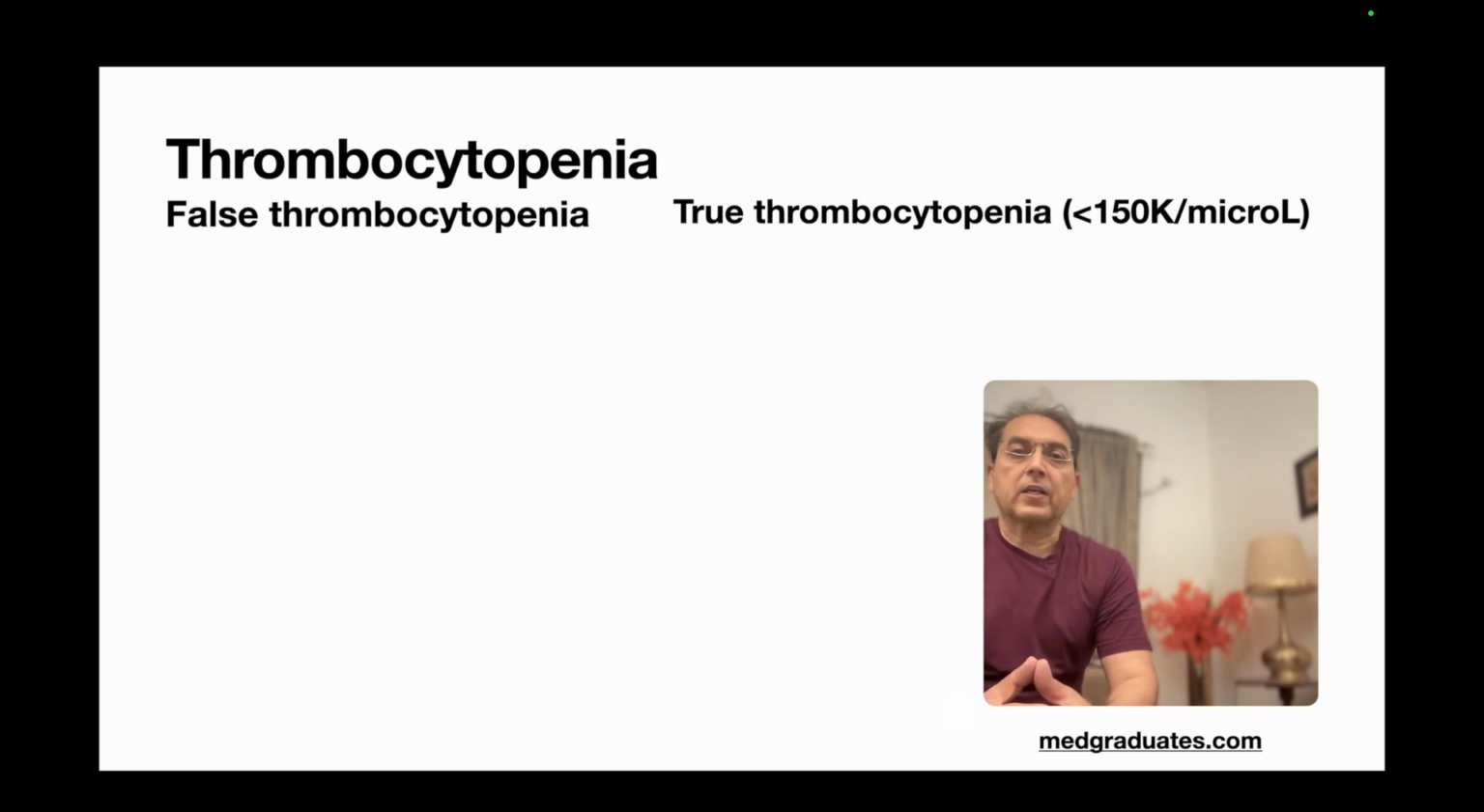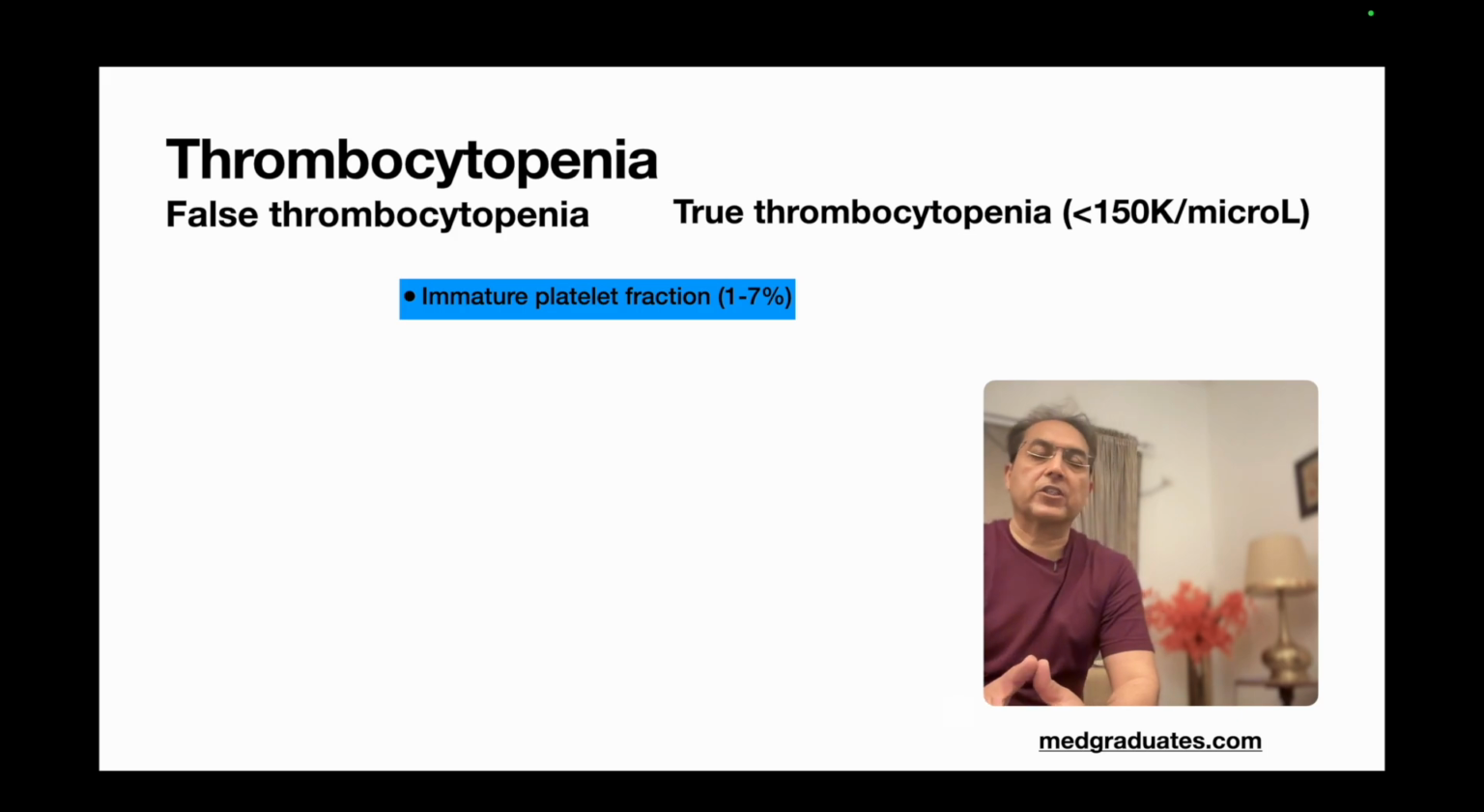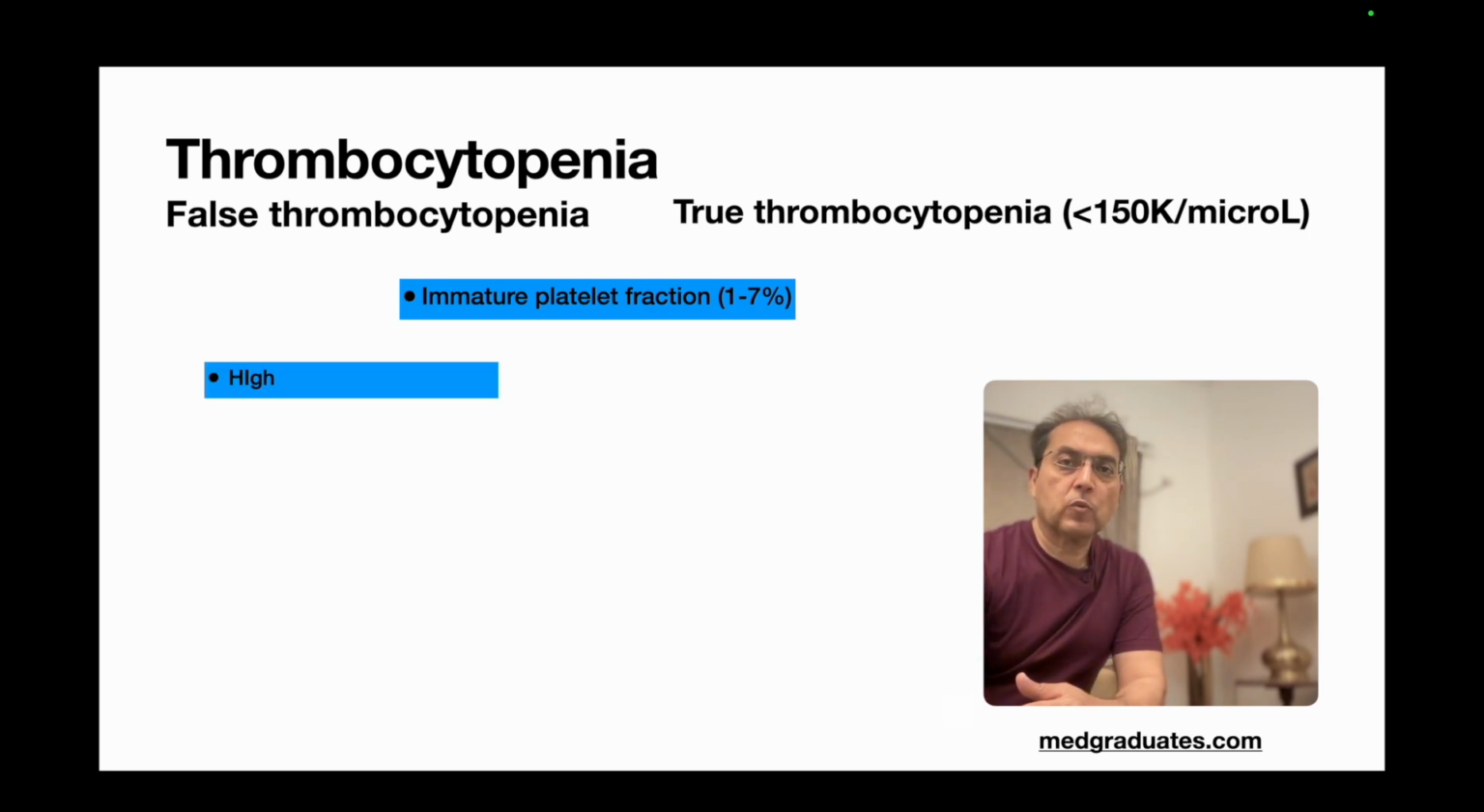And if the platelet count is low, what you are going to see next is the immature platelet fraction. This is similar to the reticulocytes. When the platelets are low, the bone marrow is trying to make more platelets, so immature platelets may come into circulation. They are generally about 1 to 7% of the platelet count. If it's beyond these ranges, it may be abnormal. So if you see that the immature platelet fraction is high, what are the possible reasons?